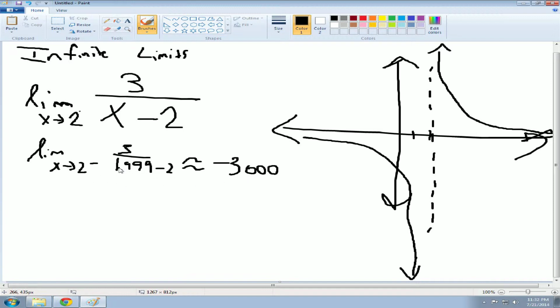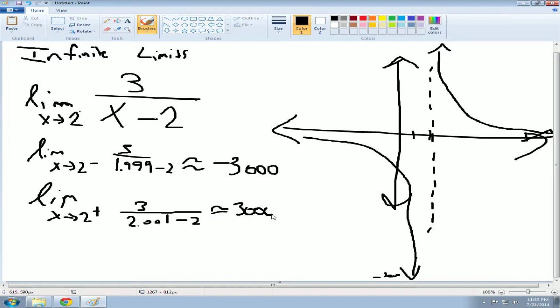So that means that when the x is 1.999, the y is at negative 3,000, all the way down there. Now if we look to the right, we're going to put 3 over 2.001 minus 2, because that's really close to 2, and that's about 3,000. So on this side it's all the way up here, 3,000.